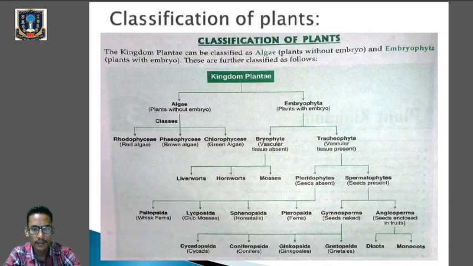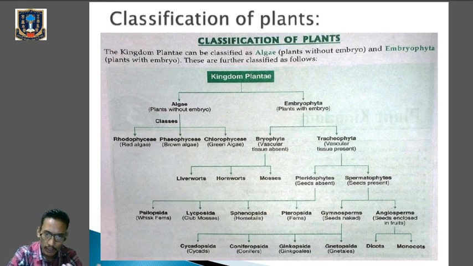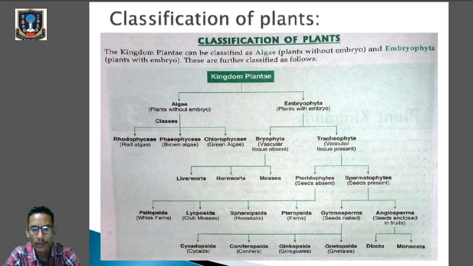Kingdom Plantae is mainly divided into algae and embryophyta. Algae means plants without embryo and embryophyta means plants with embryo. Just break the word: phyta means plant, embryo means having embryo. So plants that have embryo are classified under embryophyta.